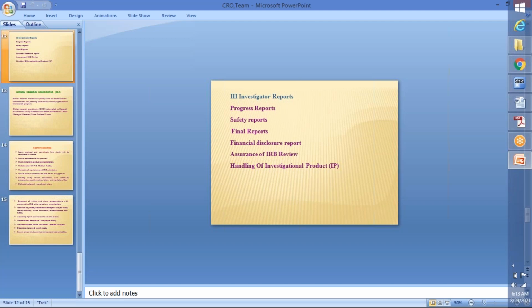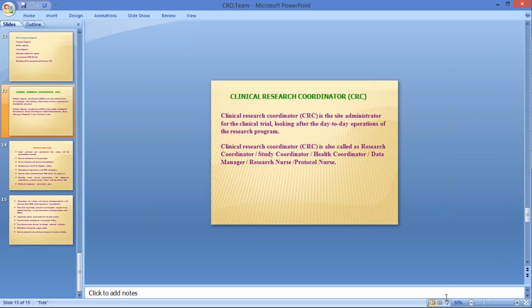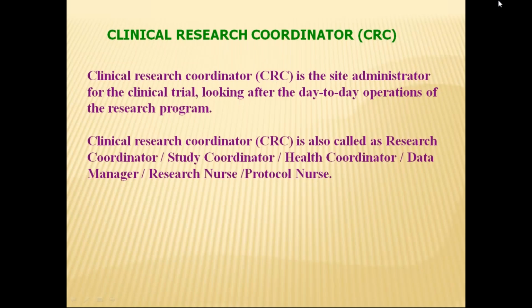Next is CRC, Clinical Research Coordinator. He's a site administrator for the clinical trial to look after day-to-day operations of the research program. Let's say the investigator will be busy. He may not be available all the time at the particular site. They will appoint a CRC, Clinical Research Coordinator. He is a site administrator, looking after day-to-day operations of the research program.